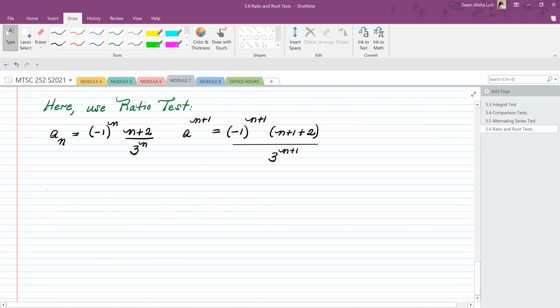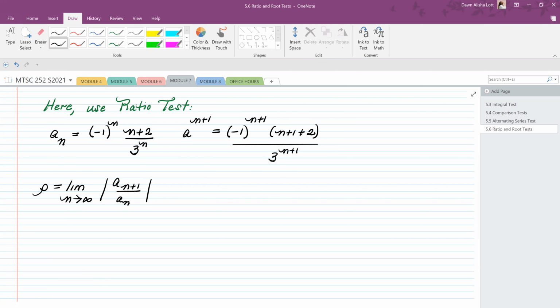So now rho is the limit as n approaches infinity of the absolute value of an plus 1 divided by an. Since I know I'm going into absolute value, I'm not going to need the negative ones. They are going to be gone. But I'm going to have an plus 1 divided by an. So that's going to be the limit as n approaches infinity of the absolute value of n plus 3 over 3 to the n, and when I divide by an, I'm going to get 3 to the n over n plus 2.